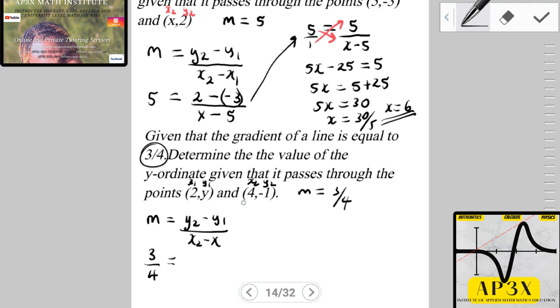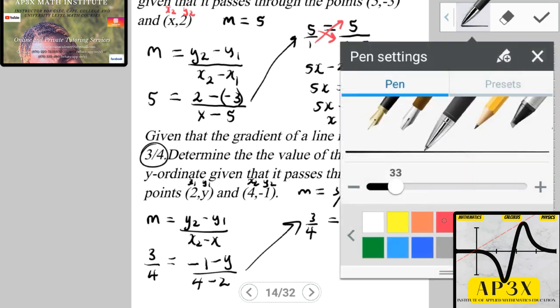So here we go. y2 is negative 1, and we're going to take away the y1 value, which we see is labeled as y, over x2, which is 4, and we're going to take away 2, the x1 value. So now we have 3/4, and we can't work out what is at the top, so that's just minus 1 minus y over, we can work out what is at the bottom: 4 take away 2 is 2. Remember that we cannot subtract unlike terms, so we can't do much to that.